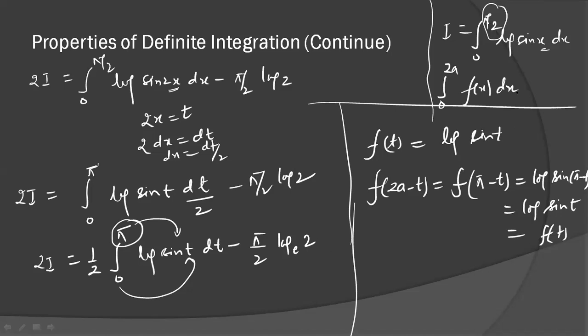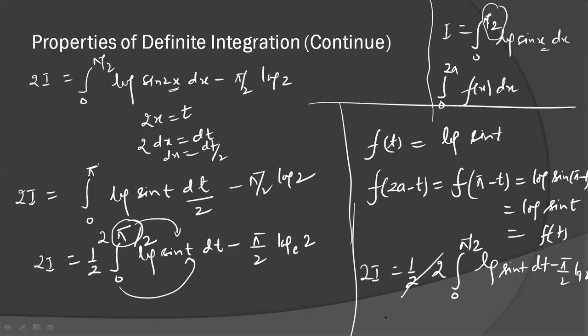It means we can write this integral as 2 times the integral from 0 to half. Half of π can be written as 2 into π/2, so the 2 will be outside, and the limit will be 0 to π/2 of log sin t dt minus π/2 log 2.